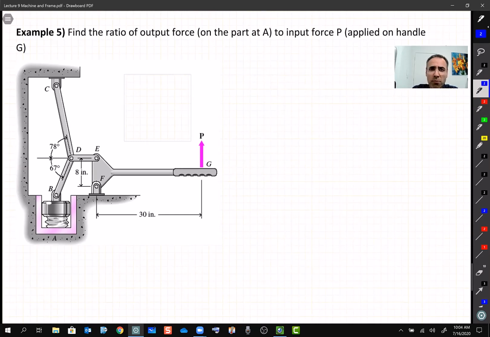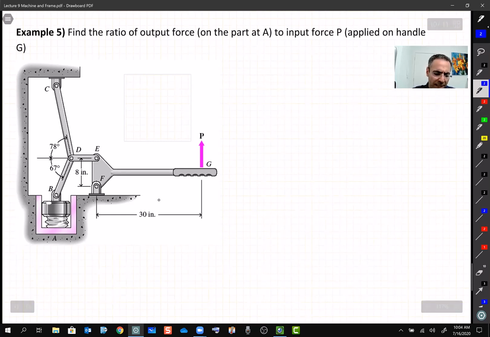It's a machine, of course, because it moves, it does something. How do you approach these sort of problems? It looks complicated, but it's not really. It's always free body diagrams. If you can draw the free body diagrams, the rest is easy, it follows. Well, let's see what we have here.